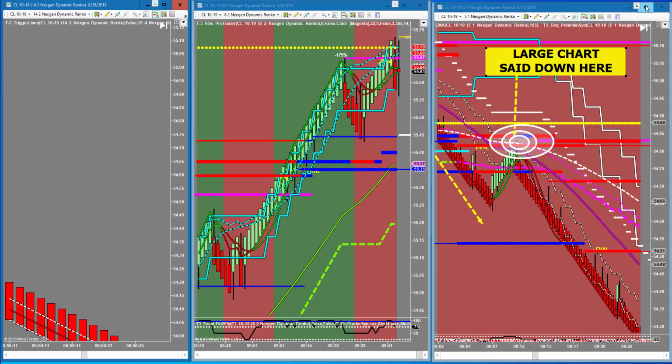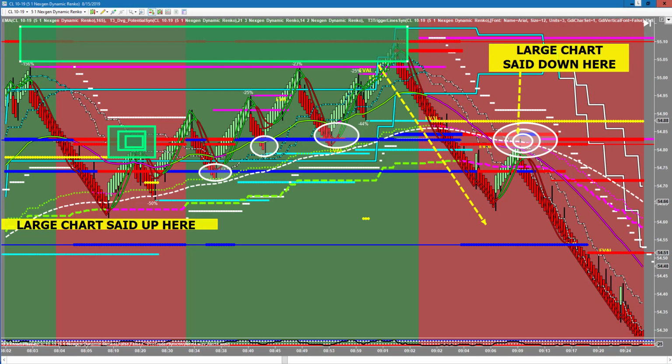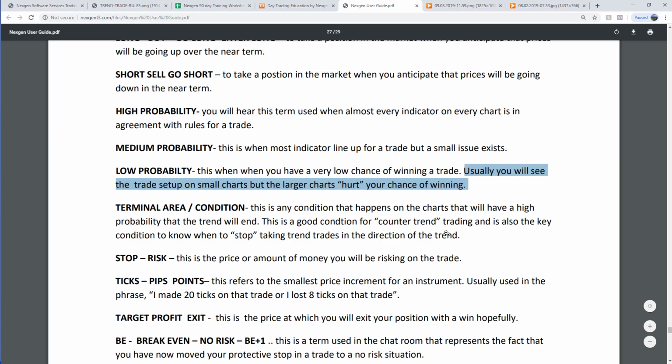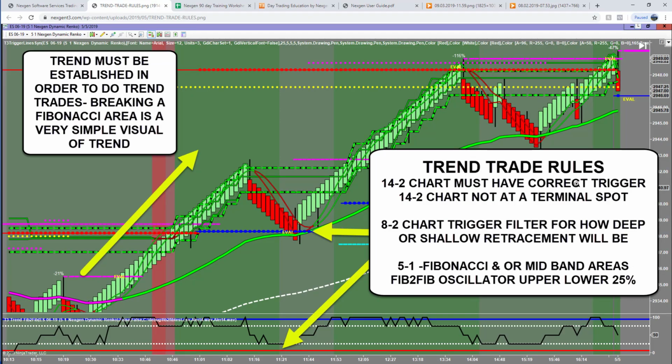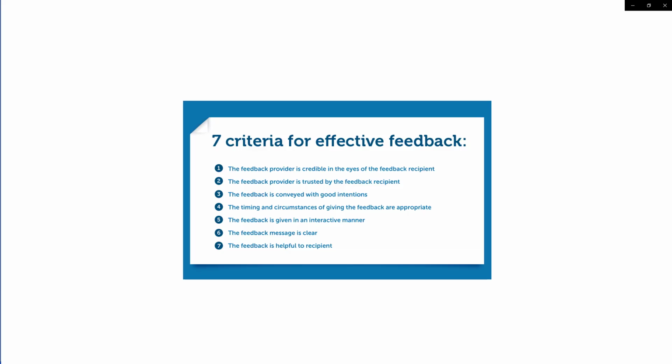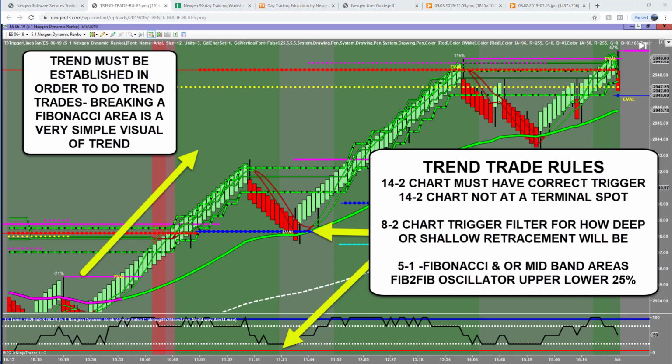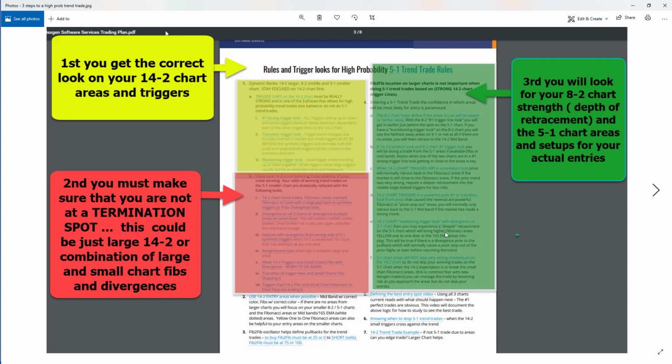And again, there's videos to this, but the idea with our trend trade rules is to have the 14-2 chart with the correct trigger line look. Again, I put a picture together. This is literally directly out of the trading plan. So in the trading plan, the rules say you must first have the 14-2 chart areas and triggers say it's okay. So that's kind of what we did with those little circles: we just highlighted some good triggers and tails.